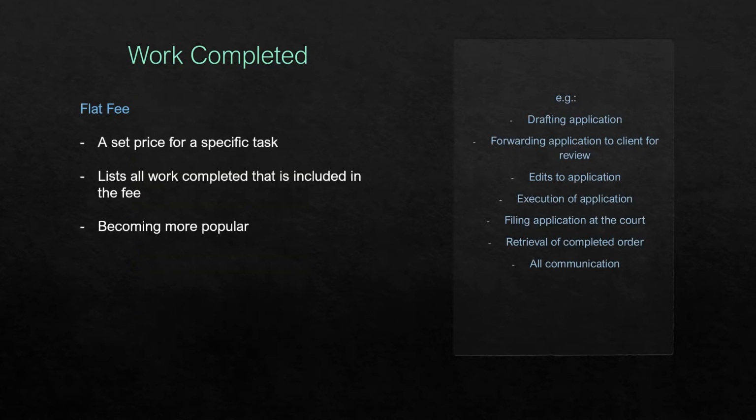The alternative to a billable hour is a flat rate. This is a predetermined amount for a specific task, such as applying for probate or drafting a will. Everything that's included in the fee should be listed, so you know if there is something that would warrant an additional charge. Using a flat fee instead of billing by the hour is becoming more popular with many lawyers because clients feel like they know exactly what they'll be charged.